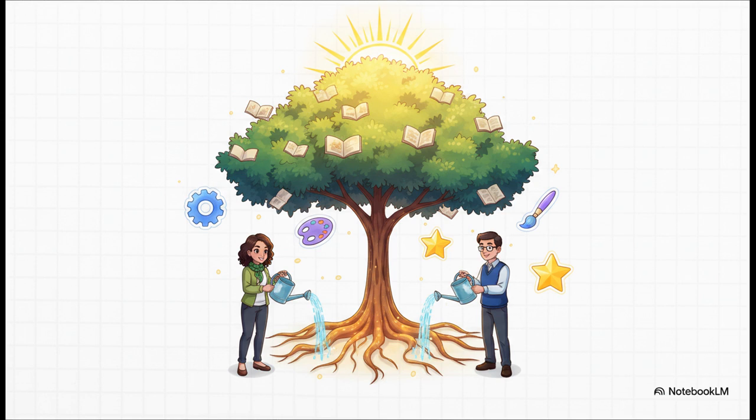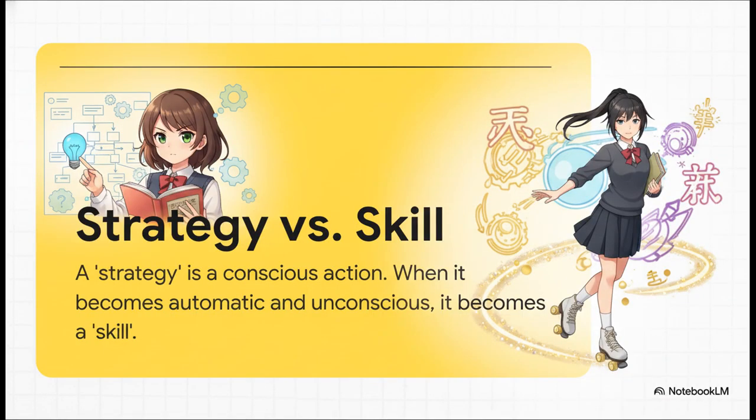And finally, you have to explicitly teach reading strategies. You have to pull back the curtain and show them the mental moves that good readers make. And here's a really important distinction to make. When you first teach a student a new trick, like using context clues, that's a strategy. They're thinking about it, they're doing it on purpose. But our goal is for them to practice it so much that it becomes automatic, unconscious, it becomes a skill. We're trying to turn those deliberate actions into effortless habits.